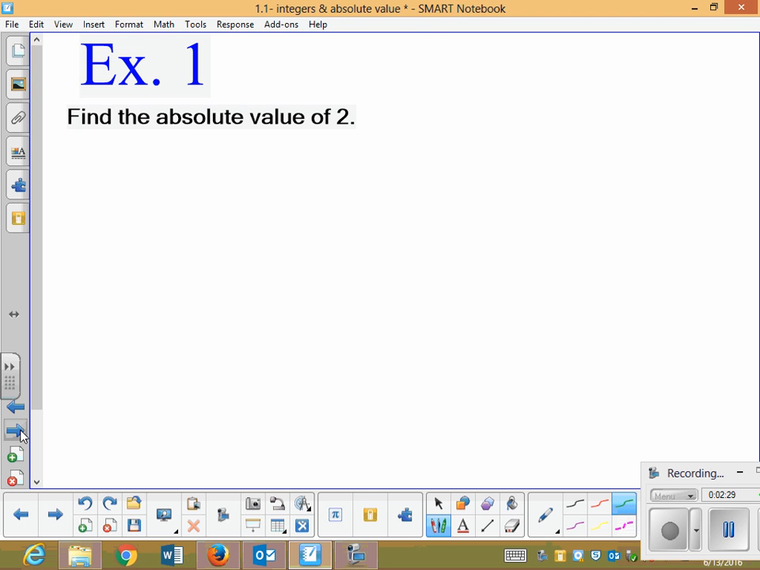All right, so we're going to go ahead and start with example 1. In example 1, it says to find the absolute value. In other words, we're going to solve for the absolute value of 2. So I'm going to go ahead and take 2 and make an absolute value bar for it and solve it.